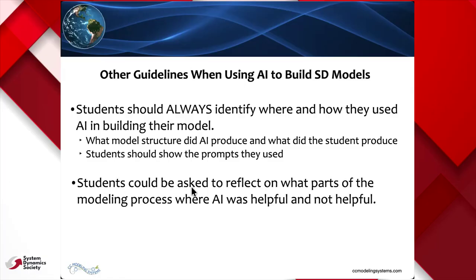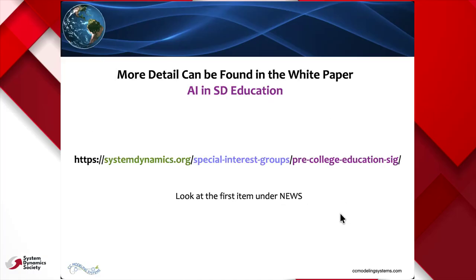Students could be asked to reflect on what parts of the modeling process AI was helpful and what parts were not. So these are just a whole bunch of ideas where we have to be really careful on some of the problems that AI brings into the classroom and other places where it can be really useful in the modeling process.